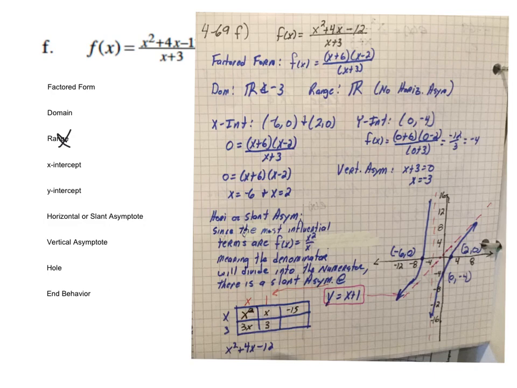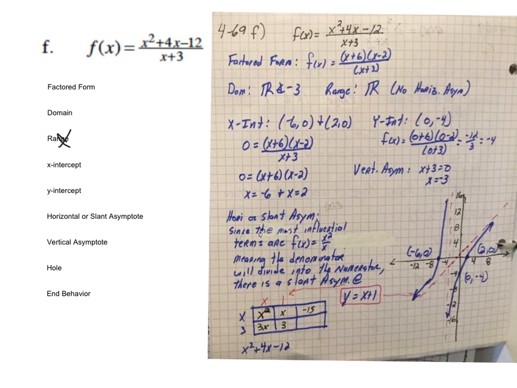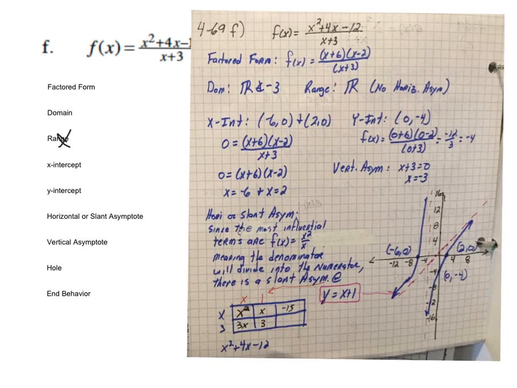Okay, welcome back. I do want to talk just briefly about this one. You can take a look at your factored form, your domain, your range, which you can ignore. Oops, hang on. X-intercepts, y-intercepts. So take a minute or two, pause this, look through this, but then I want to talk about that horizontal or slant asymptote. Okay, hopefully you checked your work.